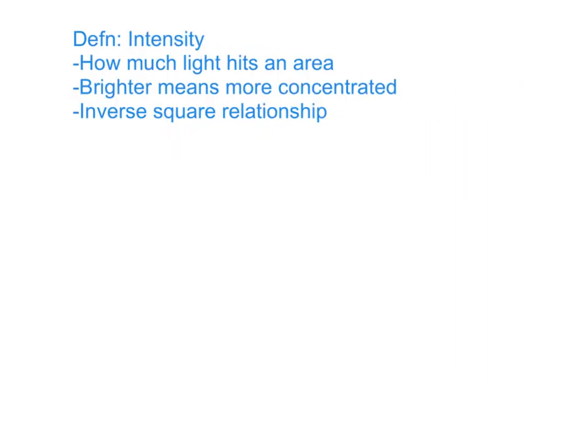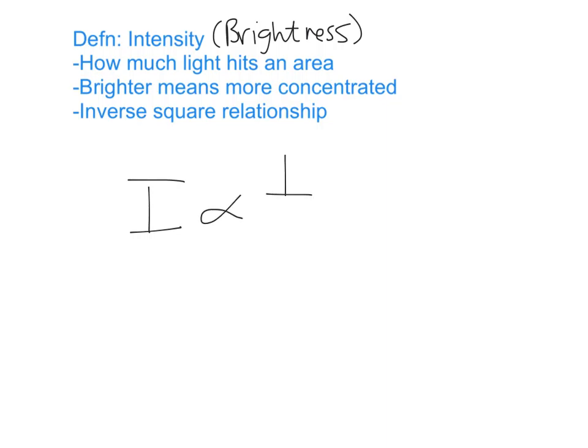And then the last thing that you might have missed would be intensity. This is just how much light hits an area. So think of a square area, how bright a light is. So intensity, or think in terms of brightness. How many particles or photons are hitting a certain area. The brighter it is, the more concentrated, and it's an inverse square relationship. So really what you need to know about intensity is proportional to 1 over the distance squared.